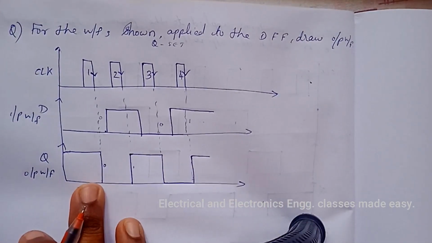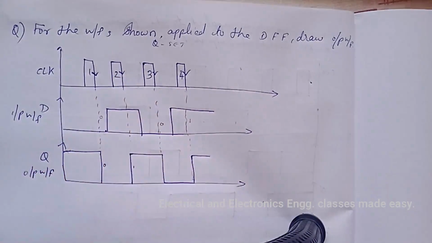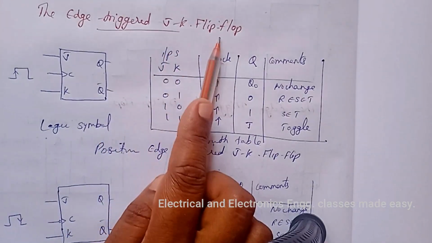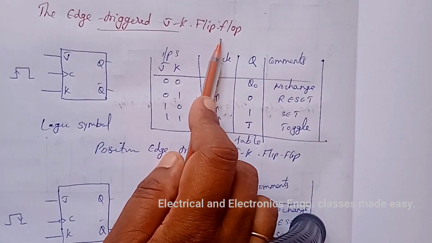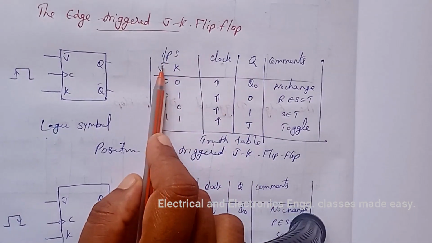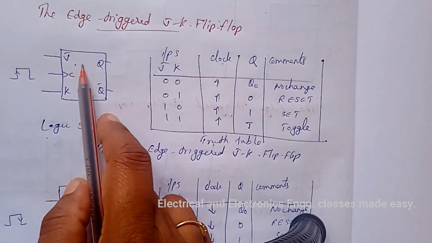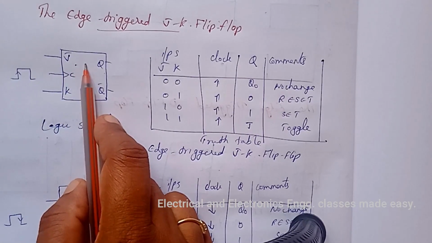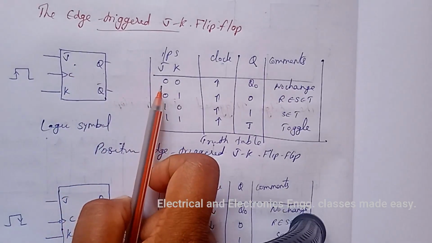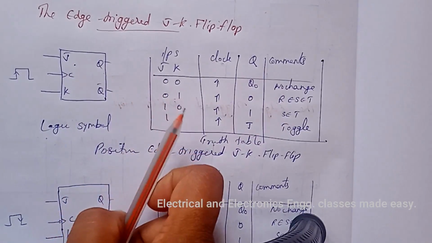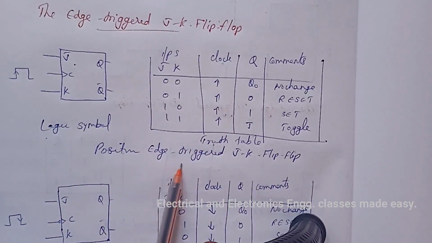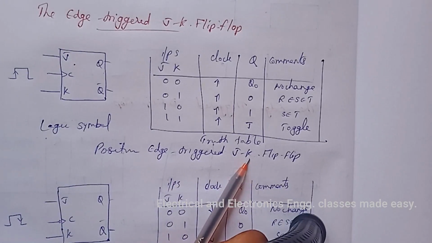So this is the output waveform corresponding to this input. Next is the edge triggered JK flip-flop. The JK flip-flop is very versatile and also the most widely used. And the functioning of the JK flip-flop is identical to that of the SR flip-flop, except that it has no invalid state like that of the SR flip-flop. And this is the logic symbol and truth table for the positive edge triggered JK flip-flop.